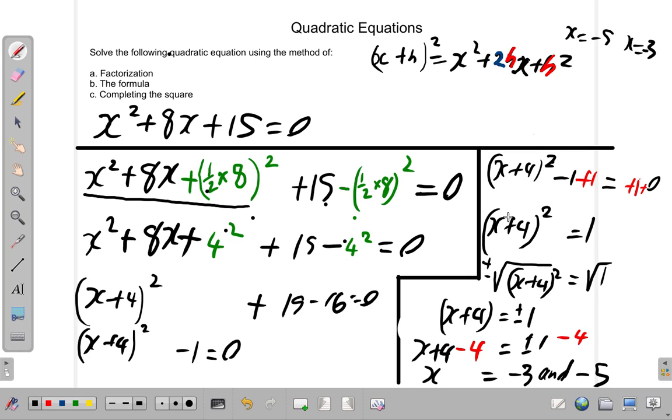So this is a matter of completing the square, the method of solving the quadratic equation by completing the square.